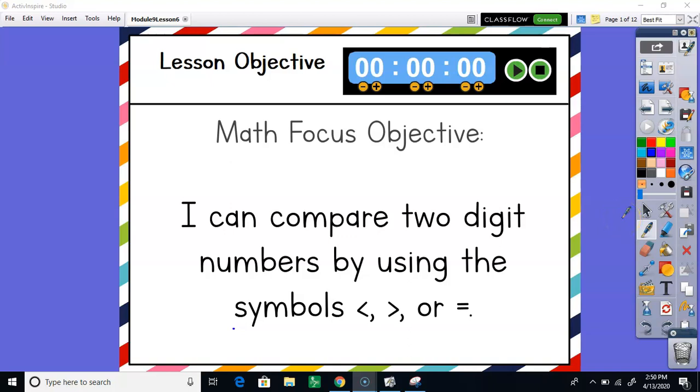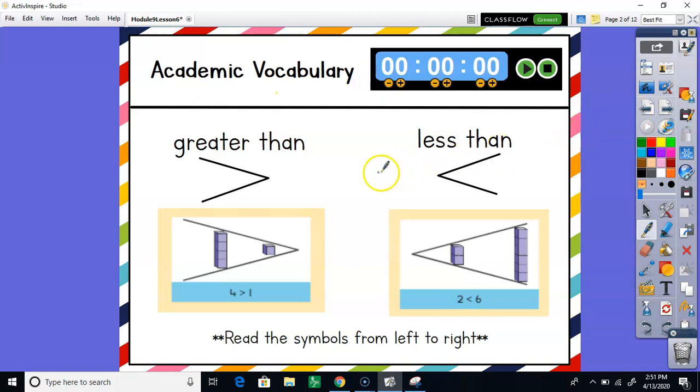We are going to learn about comparing two-digit numbers today using the symbols less than, greater than, or equal to. So let's take a look at the symbols to start with. This symbol means greater than, and this symbol means less than.